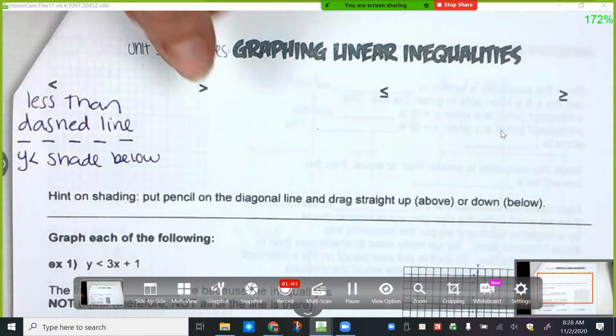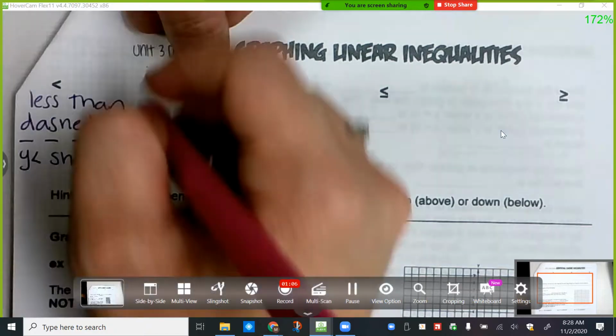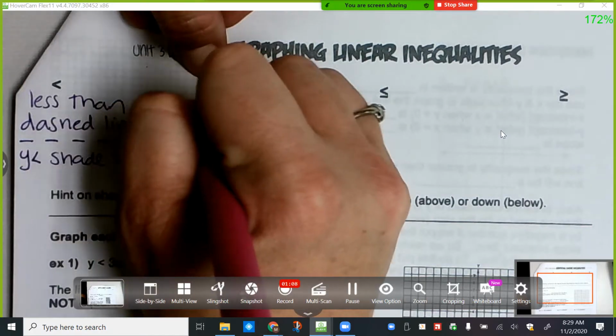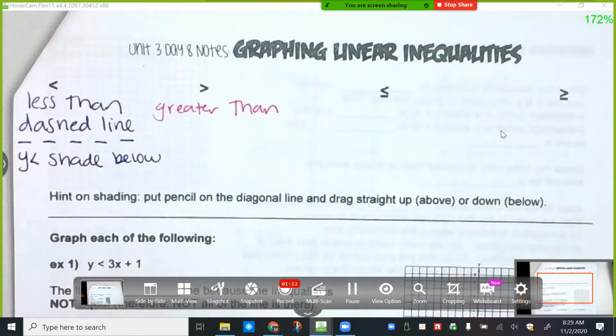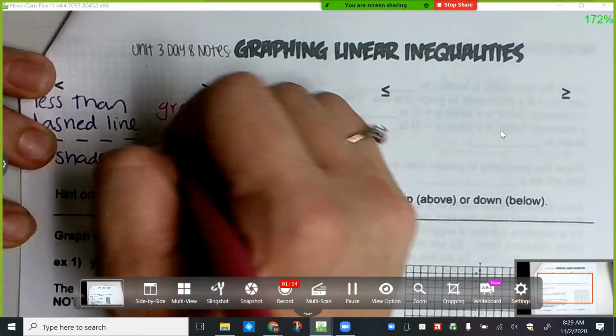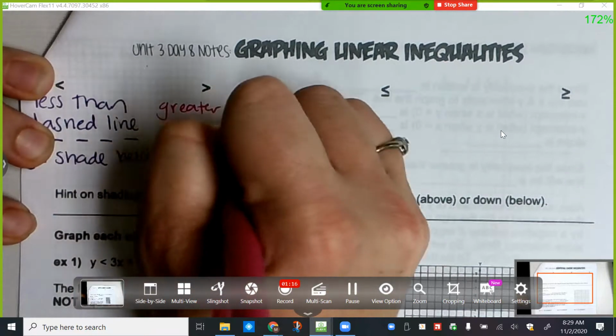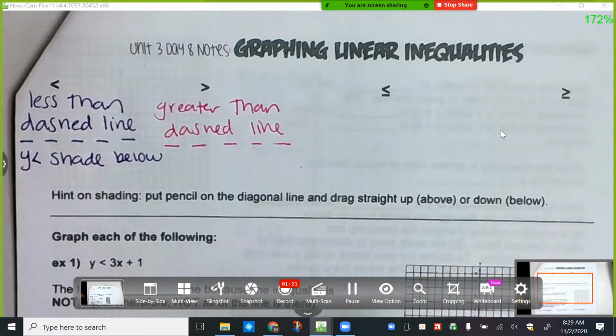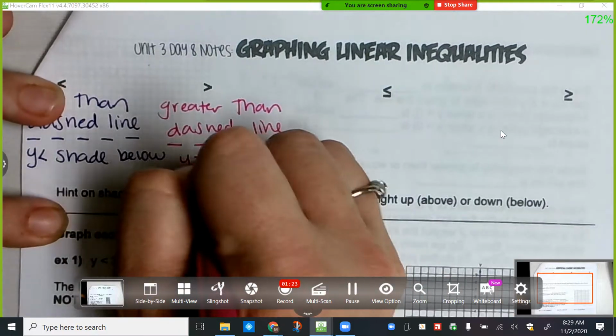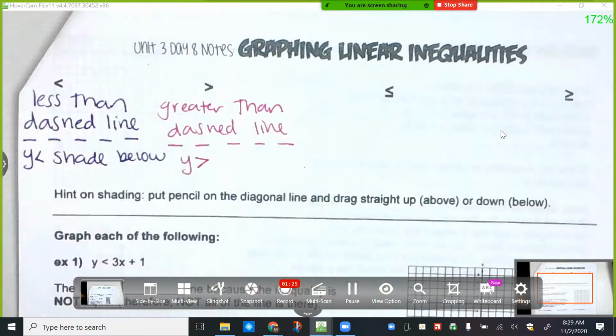Now, what symbol is this? Greater than? Okay, what kind of line would that be? Dashed, because it's not equal to. Okay, and I want you to realize y is greater. If something's greater than you, you would be what? Above.